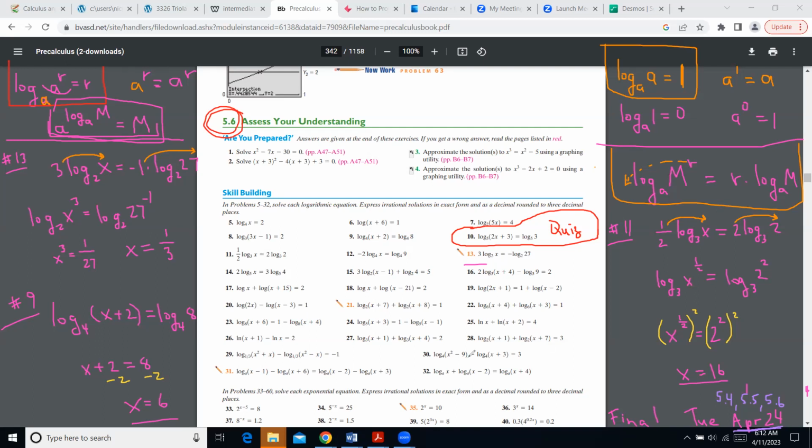And again, we are having a quiz right now. The quiz is exercise number 10. So please tell me what you think x is. Put it in the chat. And then you can go and relax.